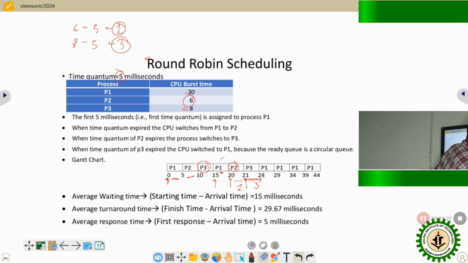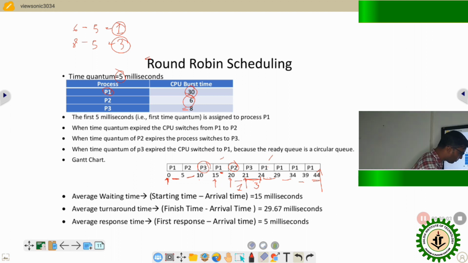Now from 24, the rest of the part is only for process P1, up to 30. So P1 will continue its execution until completion. P1 5, P1 again 5, P1 5, and P1 ends its 30 millisecond burst time at 44. So this way you can prepare the Gantt chart of this round robin algorithm.